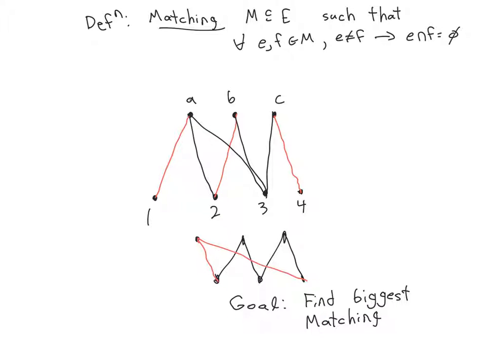Or another application is these are the set of homework problems. These are the group members. The group members each attempted certain problems. Can you guarantee that each group member makes exactly one contribution to the assignment? And usually the goal in graph theory is to find the biggest matching you can.